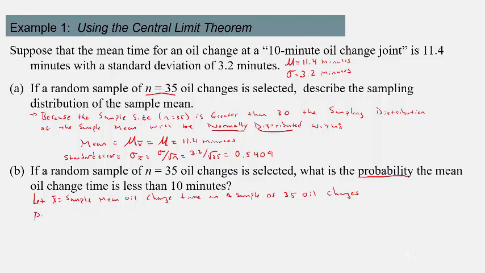And what I want to do is find the probability that this sample mean is less than 10 minutes. So how would we solve this? Well, it's normally distributed, we have the mean and standard deviation, and I ask you for a probability. You're just going to solve it with the normal curve. So I'm going to draw the distribution of the sample means. It should be centered at 11.4 minutes. And I want less than 10. So here's 10, and I'm going to shade to the left because I want less than 10.